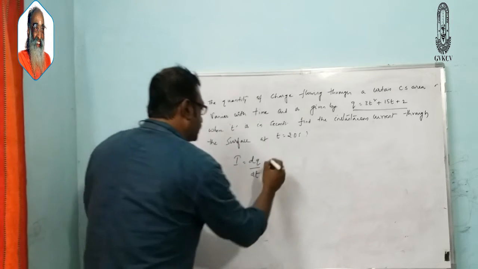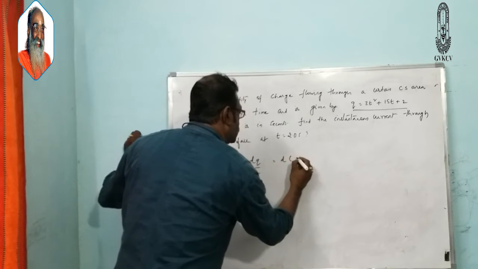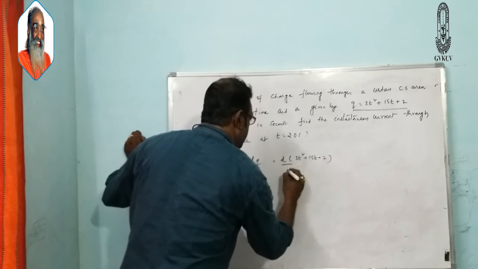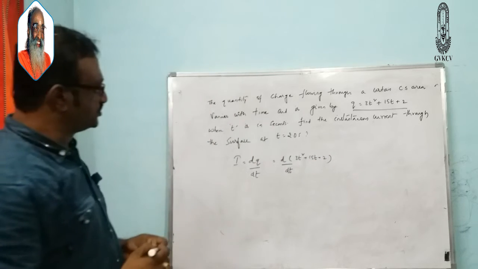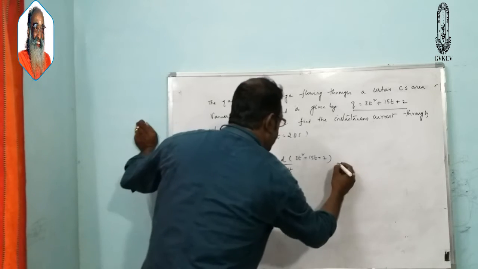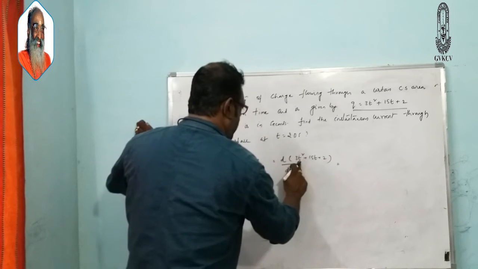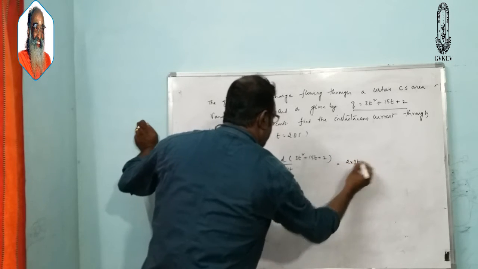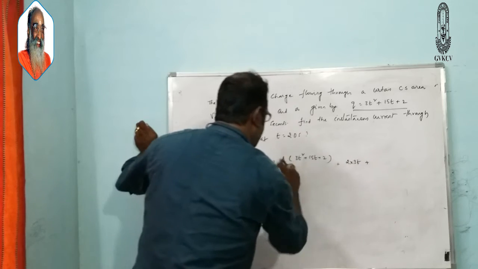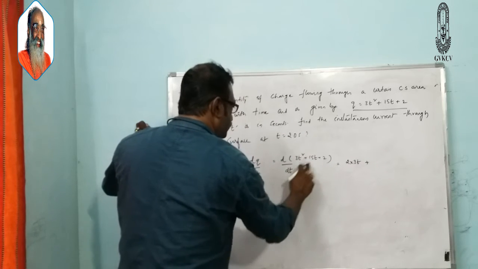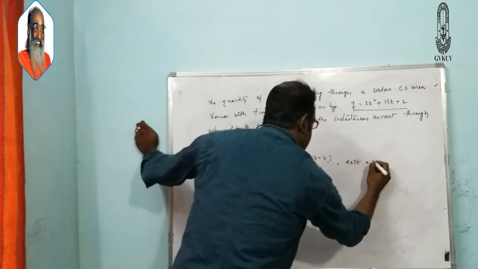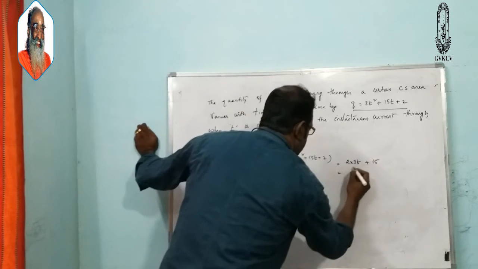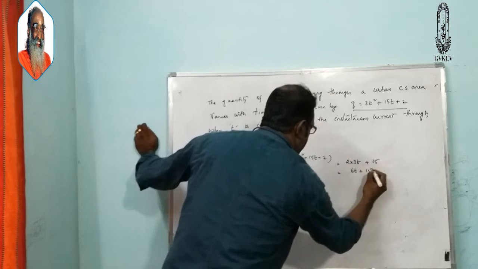So what is Q here? I is equal to d by dt of 3t square plus 15t plus 2. This is a derivative in terms of t. You know how to write the derivative: d by dt of 3t square is 2 into 3t, plus d by dt of 15t, which is 15 itself, and d by dt of any constant is 0. So it is 6t plus 15.